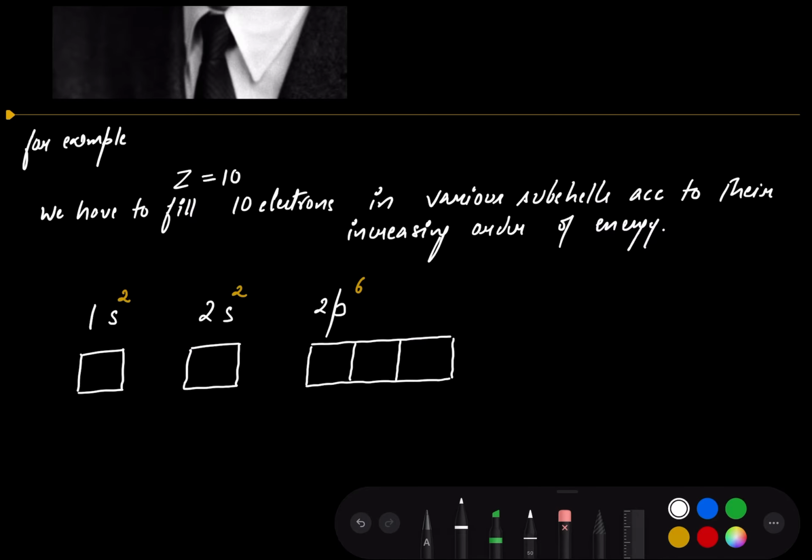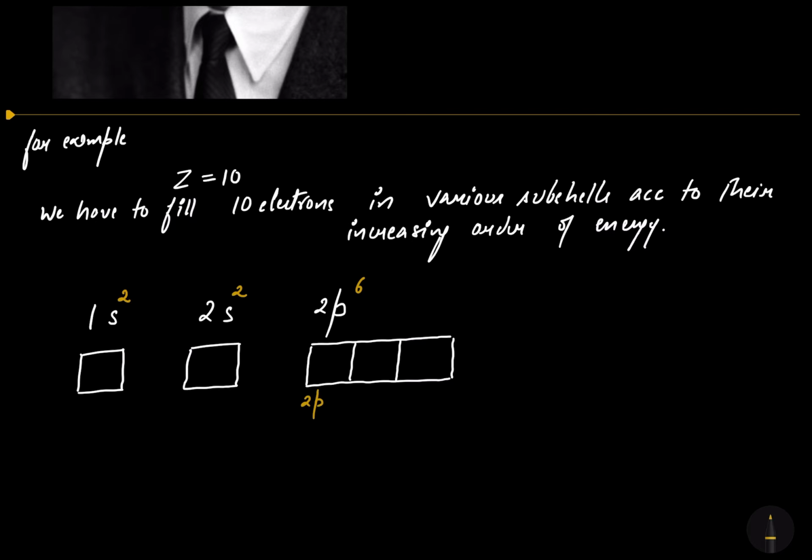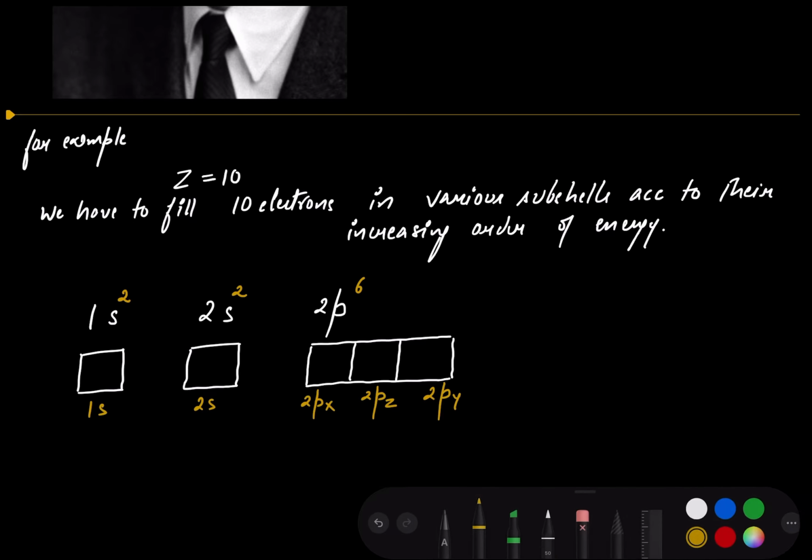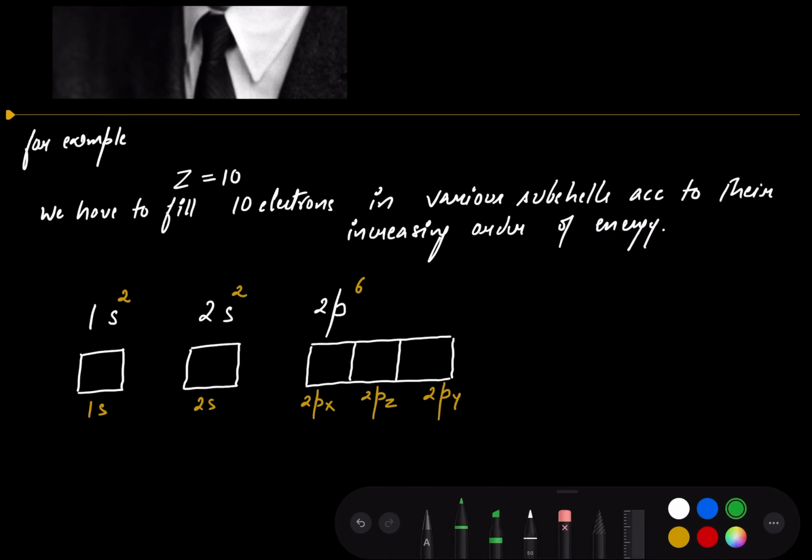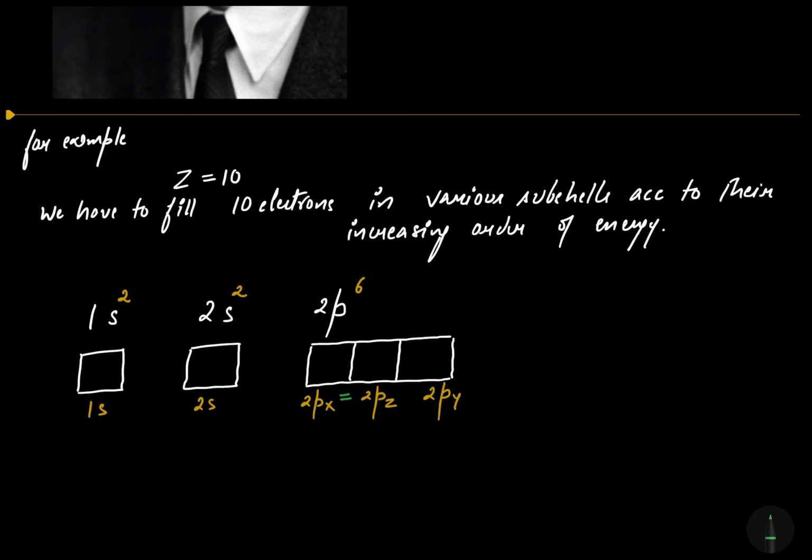Now what are the names of these orbitals? The first one is 2px, the second one is 2pz, and the third one is 2py. This one is 2s and this one is 1s. Now here, what's the point? The energy of 2px is equal to 2pz, and the energy of 2pz is equal to the energy of 2py. That means these 3 orbitals are degenerate orbitals.